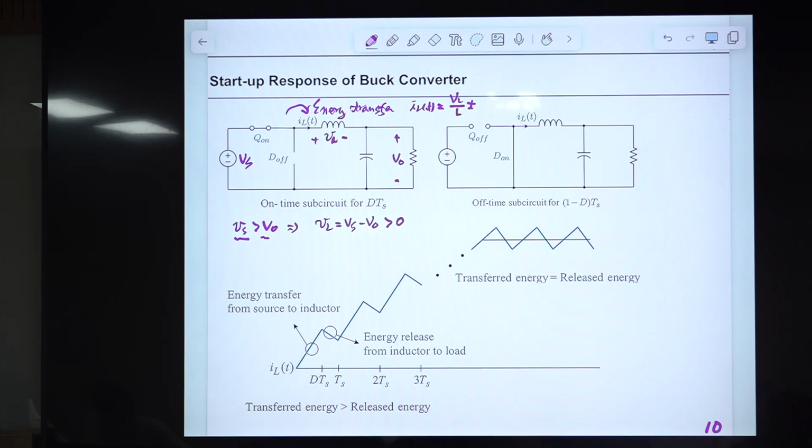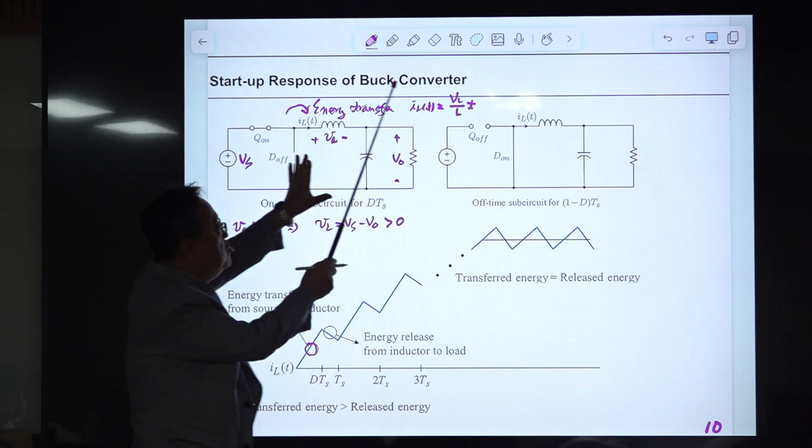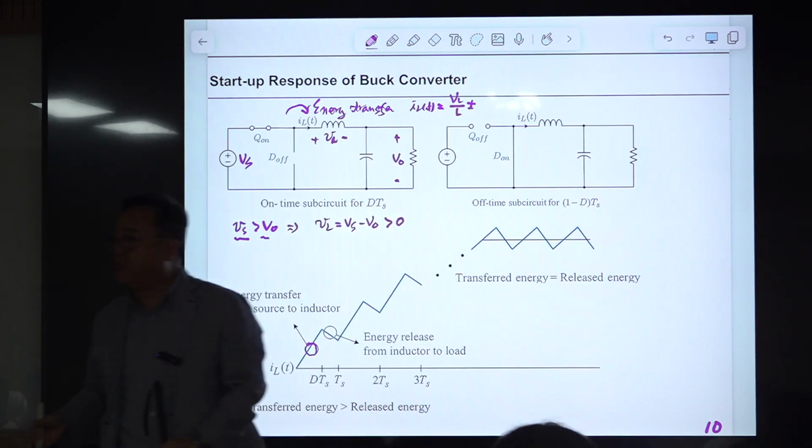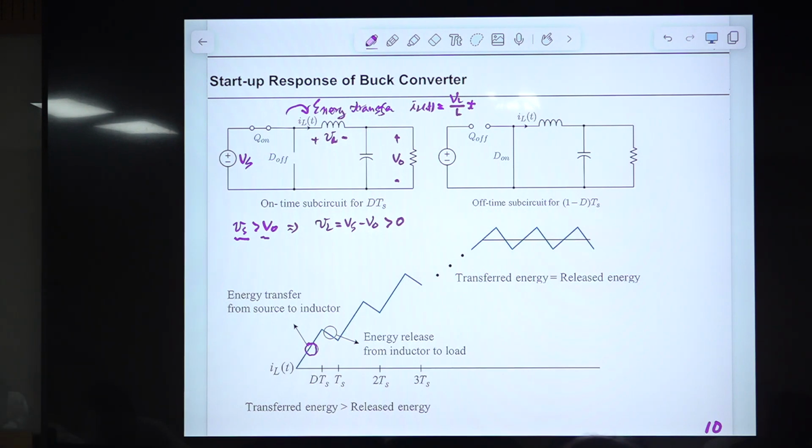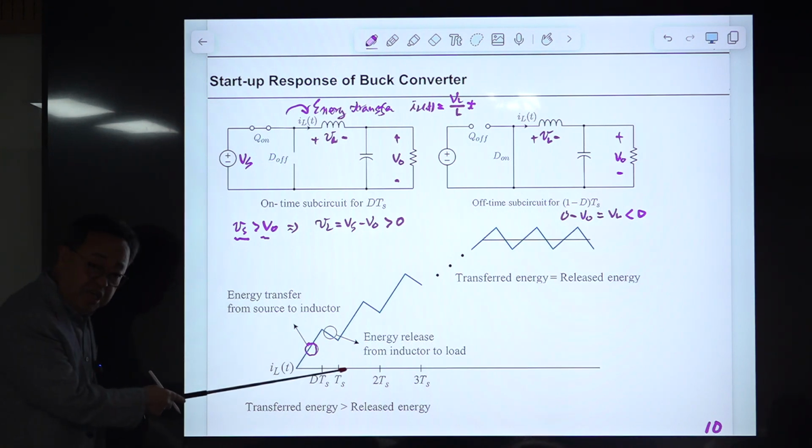So that is this part. The inductor current is increasing because this voltage is positive and this switch is turned off. Then we have the off-time circuit. The inductor voltage is the voltage across this inductor. VL is this voltage, 0, minus this voltage, which is larger than 0. So VL is always negative, less than 0, which means the inductor current is always decreasing during this part.